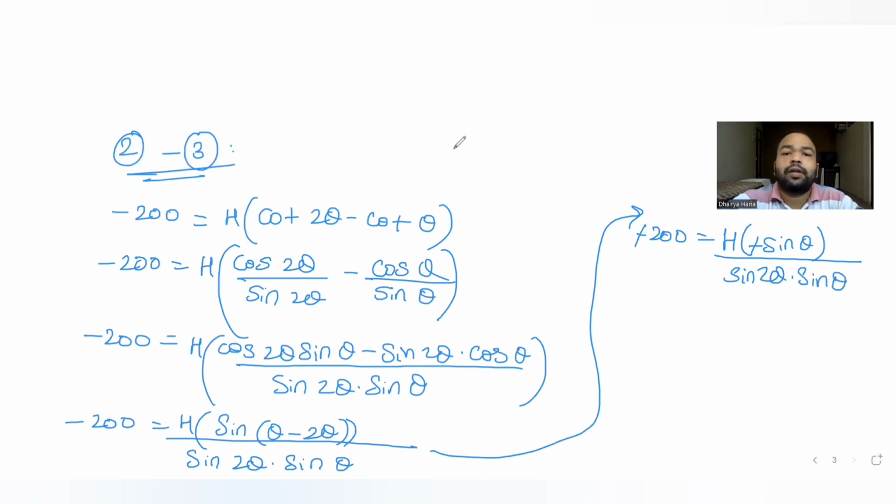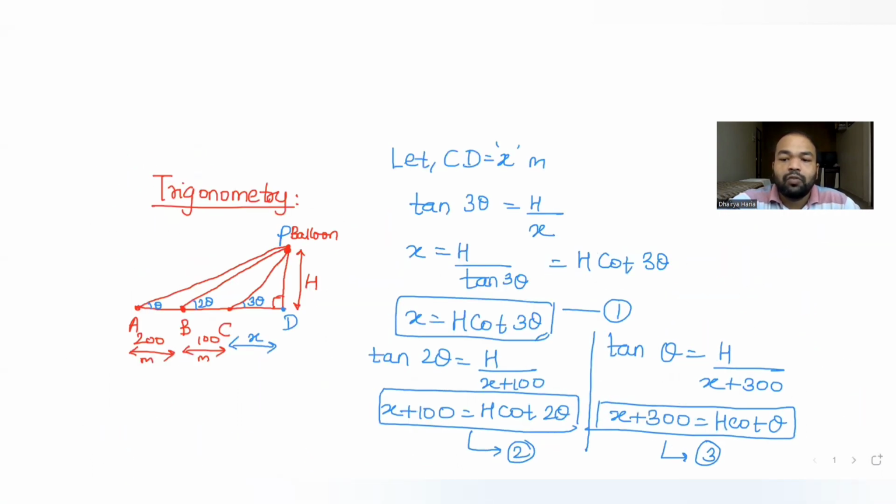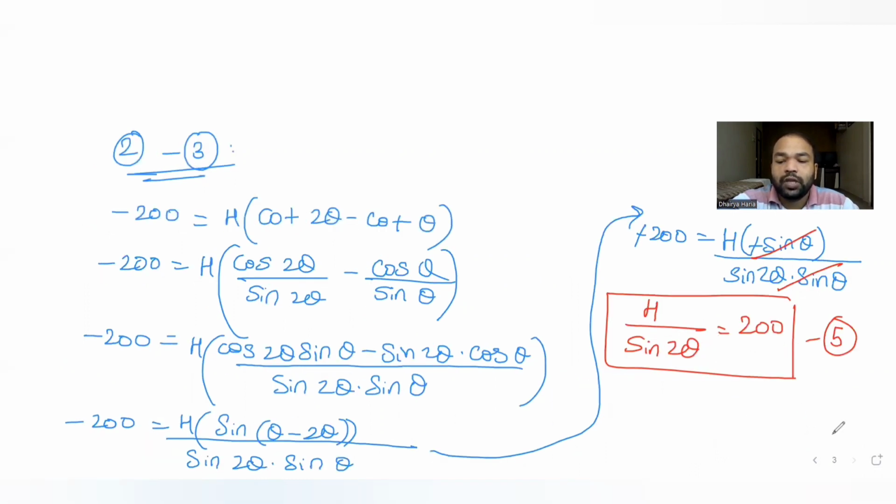Now I can see here that I can directly cancel out sine theta. So I will cancel that, and I get h upon sine 2 theta is equal to 200. So we have this equation, let's say equation 5. The fourth equation we had was h sine theta upon sine 3 theta sine 2 theta is equal to 100, and here we have h upon sine 3 theta sine 2 theta is equal to 200.